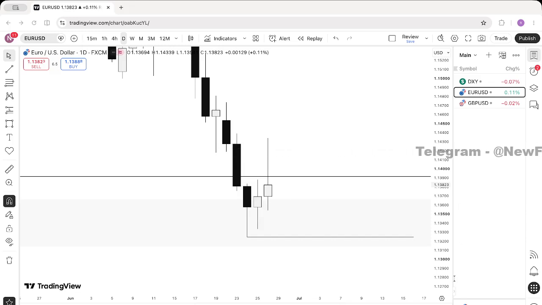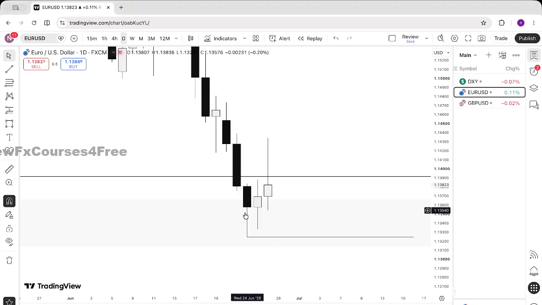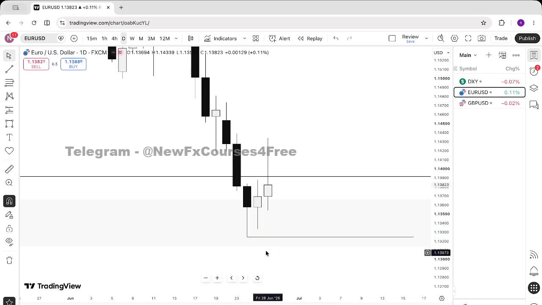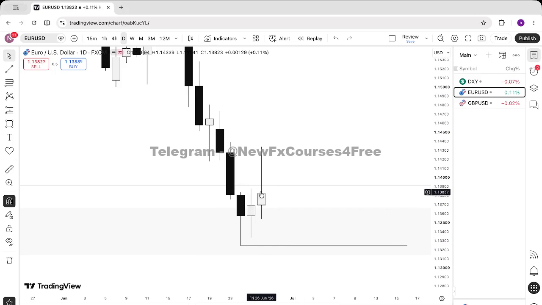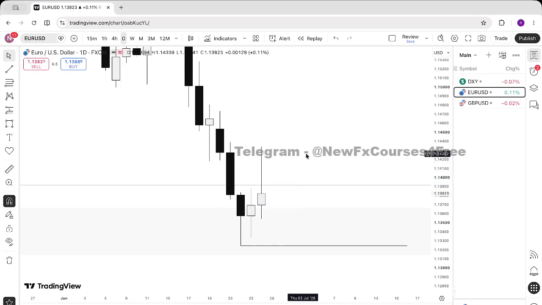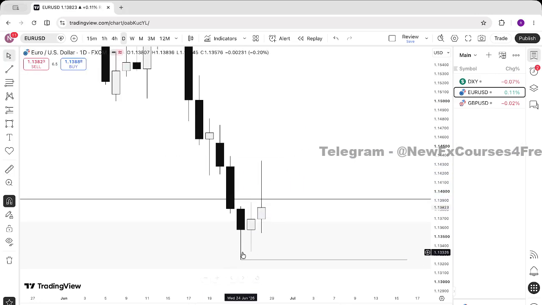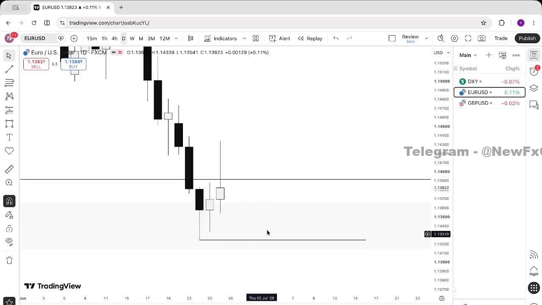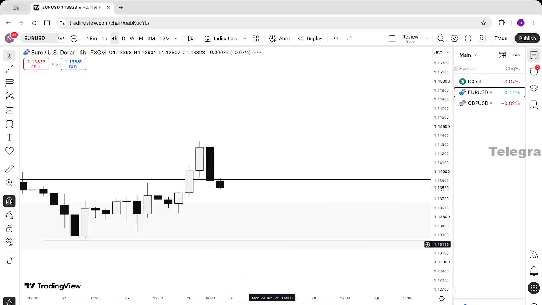Lower time frame price action isn't supporting the idea of this being the low of the year yet, right? So I'm cautious until, possibly, we get a clear shift, then I can start trusting this low. But until then, I want to be cautious of a next week sweep, all right?